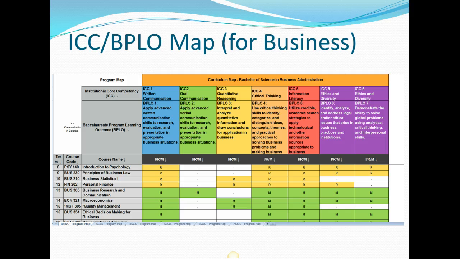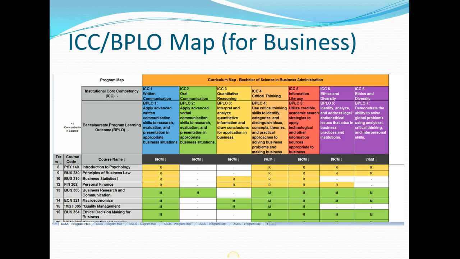This is an example of the ICC PLO map for business. And the program learning outcomes have already been adjusted to conform to the Lumina degree profile for the associate's level and for the bachelor's level.